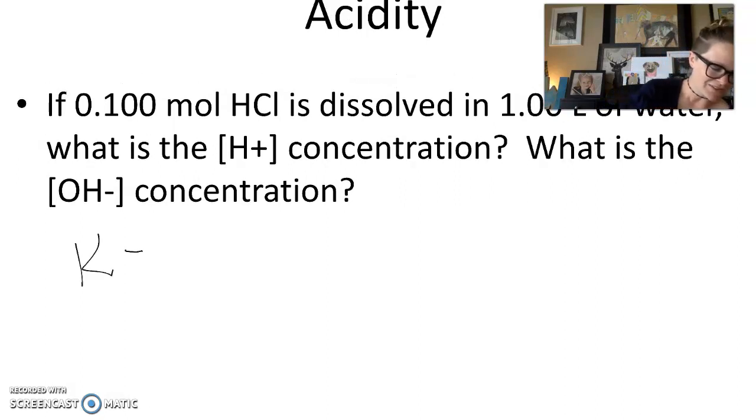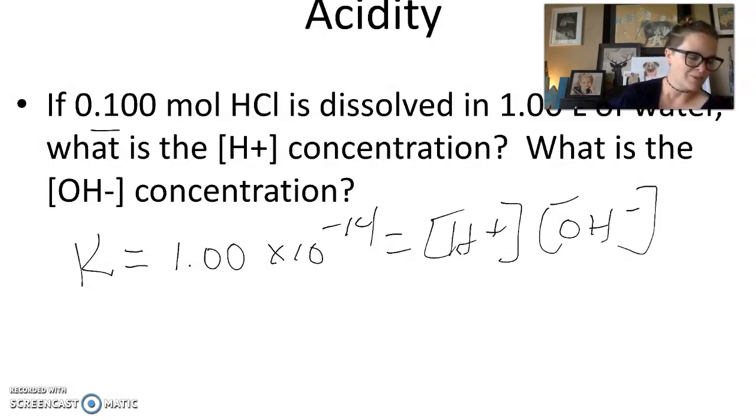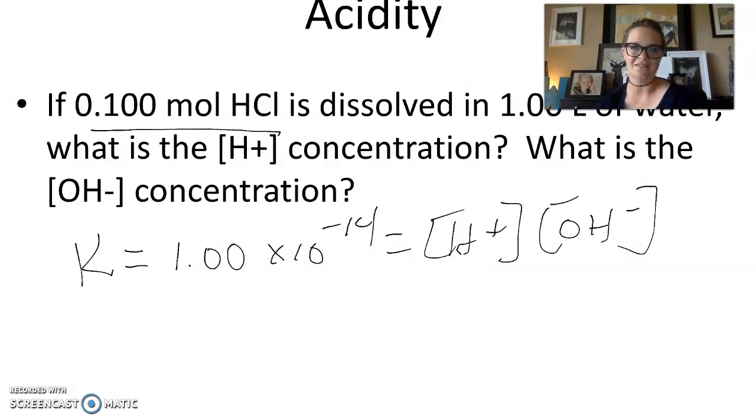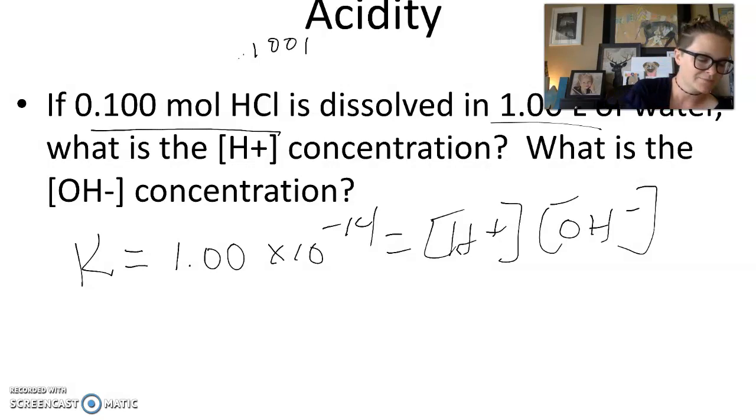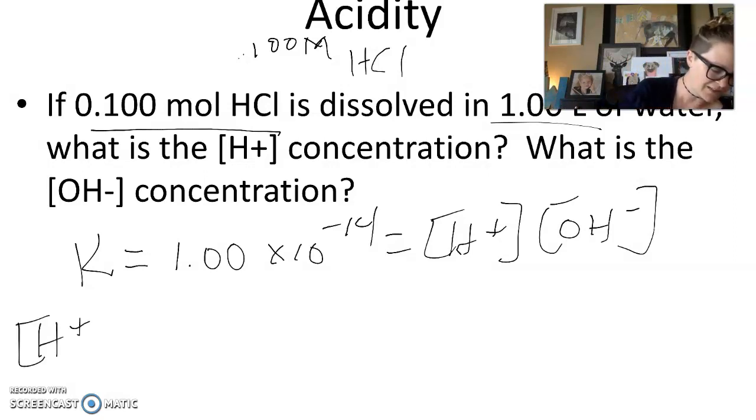Here's our equation: 1.00 times 10 to the negative 14 equals this times this, the H plus and the OH minus. I am placing 0.100 moles of HCl in 1 liter of water. So the molarity of this is 0.1 of HCl. And HCl is a strong acid, so that means that all of it ionizes. If I have 0.1 moles of HCl, I'm going to make 0.1 moles of H plus. So we already know that first answer. The H plus concentration is 0.100.